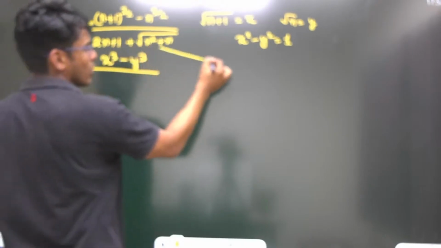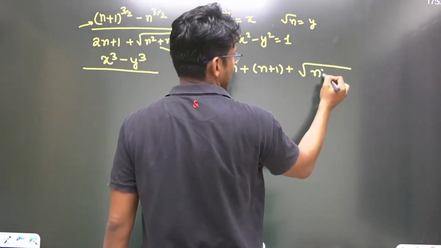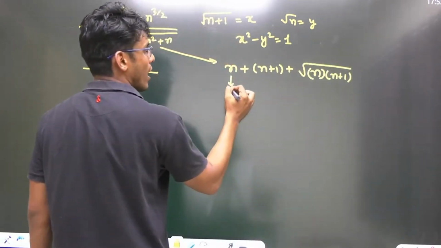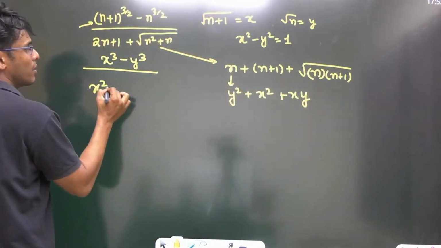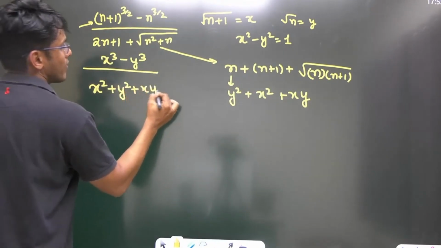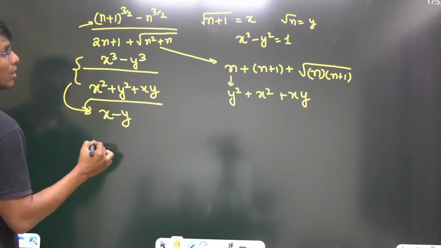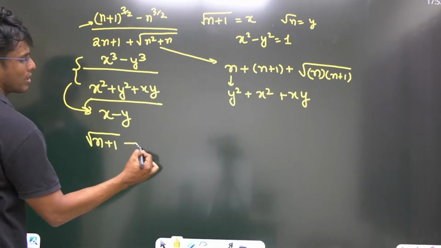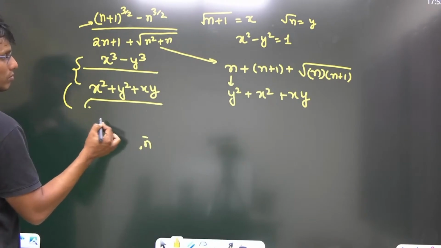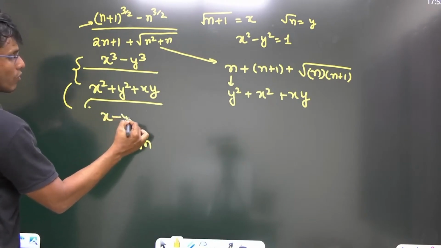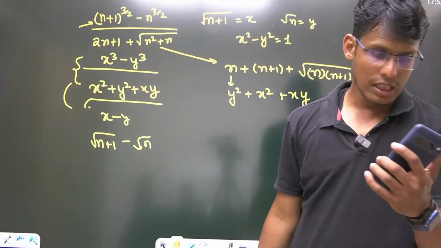Now, let's talk about the denominator. The denominator is n plus 1 plus under root of n times n plus 1. So this is y square, this is x square, and this is xy. Once you write it like this, it becomes very, very easy because now this is a factorization. This factor will get cancelled. You have only x minus y. What is x minus y? Square root of n plus 1 minus square root of n.